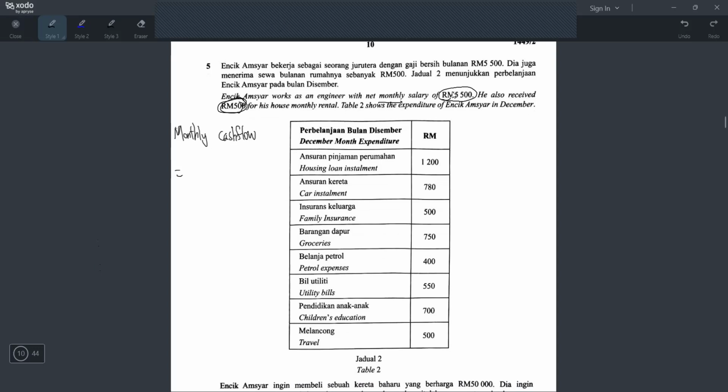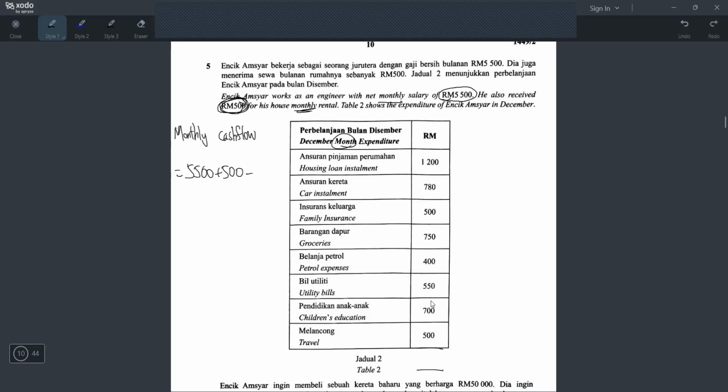So your monthly income total is 5500 plus 500, right? This is your monthly income. This is also monthly income, because it's a rental received. But then you have to minus all the expenses, and these are all monthly also. So minus, minus, minus everything. But I will add all of this together first.